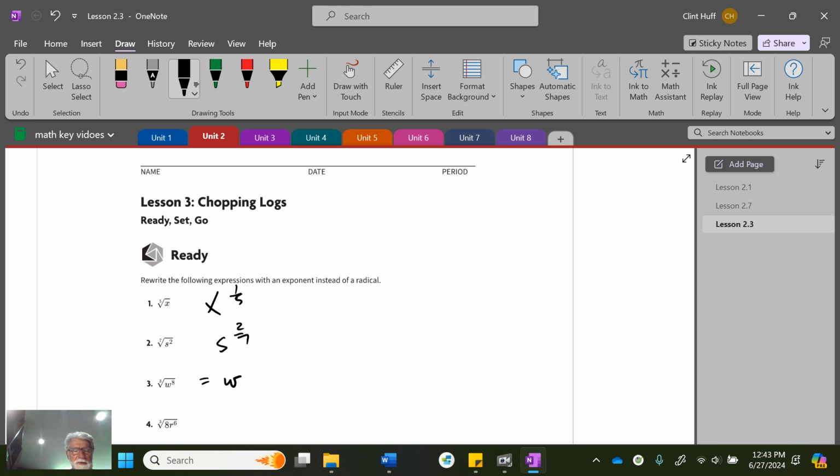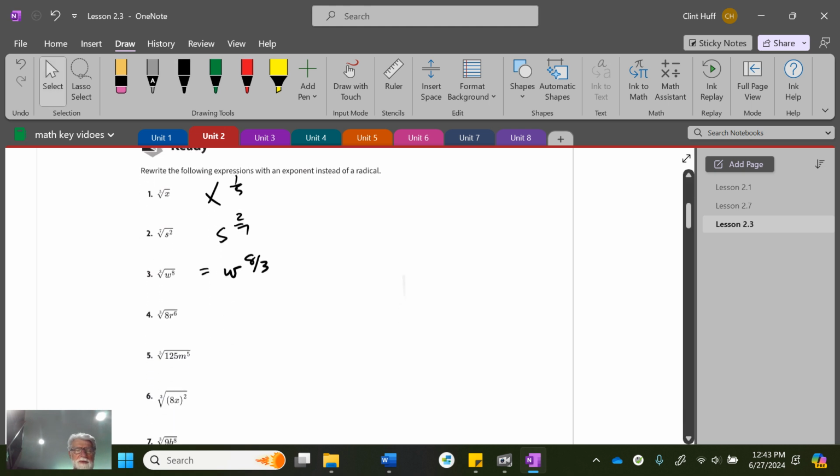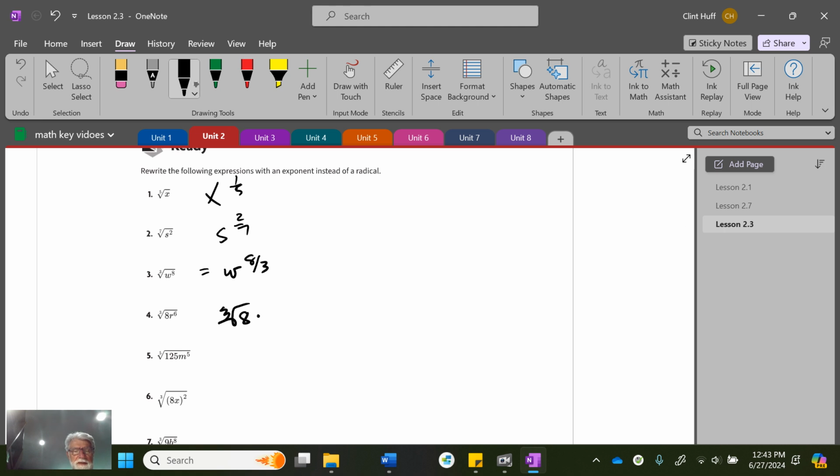So the next one is w, take the 8, put it over the 3, get w to the 8/3 power. On the next one, I would notice that the third root of 8 times the third root of r to the 6th, that third root of 8 is 2, and then the r is going to become 6 over 3, so the answer is going to be 2r to the 2nd. Same thing happens on the next one.